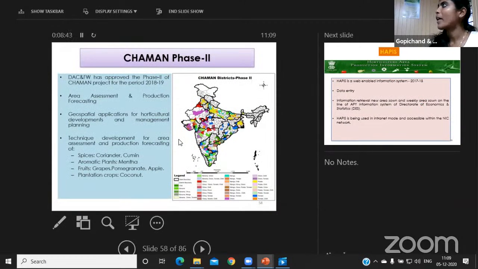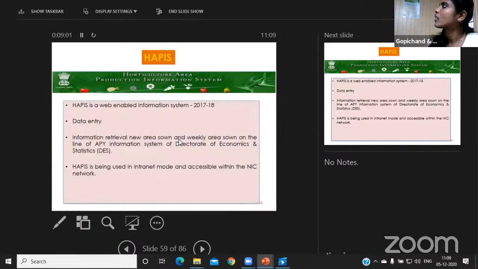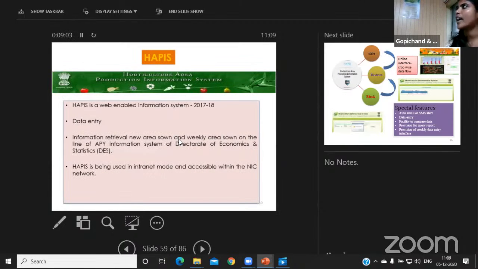In Phase 2, by seeing the achievements of the CHAMAN phase, it was extended to other crops like spices, aromatic crops, fruits, and plantation crops. The states covered under this were 15 states. And HAPIS, the Horticulture Area Production Information System, was started in the year 2017-18.